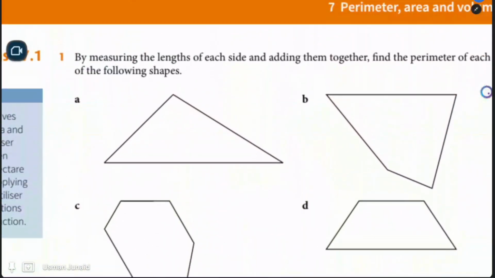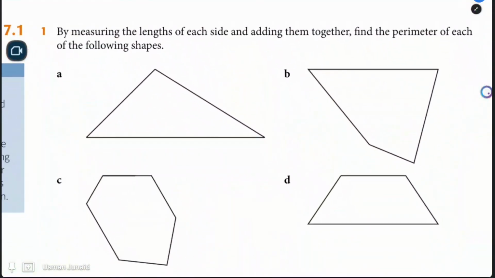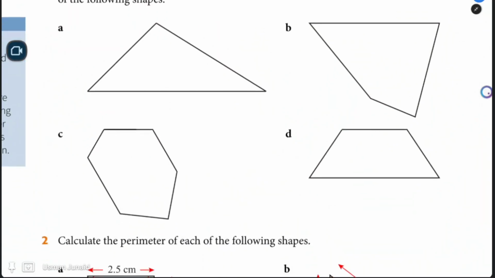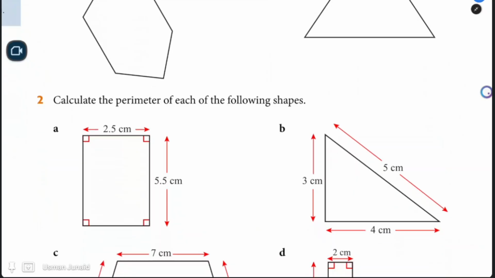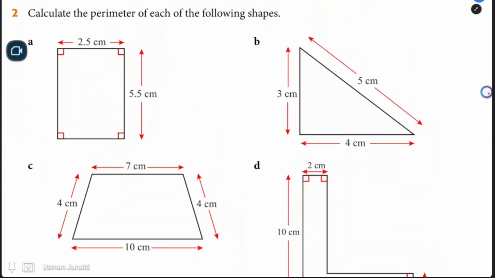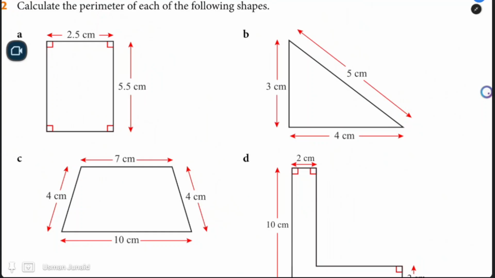So if we do questions from here, we can't measure these. So let's leave that there. Calculate the perimeter of each of the following shapes. Can you give me the perimeter for A and B?